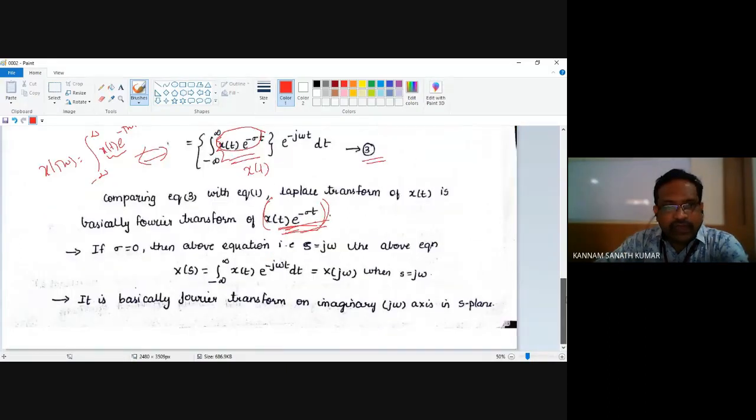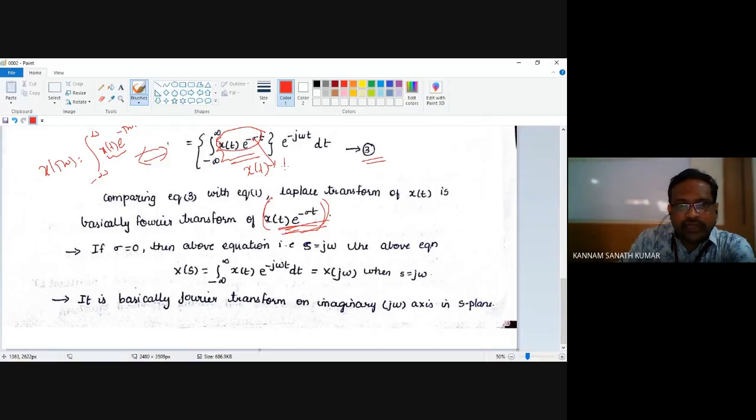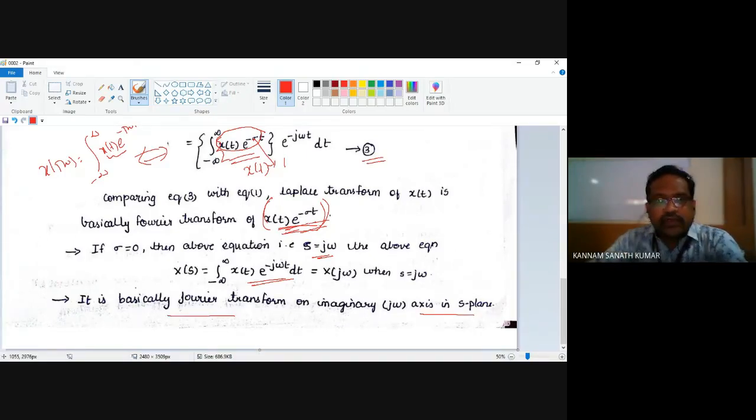So when sigma equals 0, this equation becomes what? It becomes 1, so s equals j omega. So the above equation becomes the Fourier transform. That means the Fourier transform is on the imaginary axis of the s plane. This is the relationship between the Fourier transform and the Laplace transform.